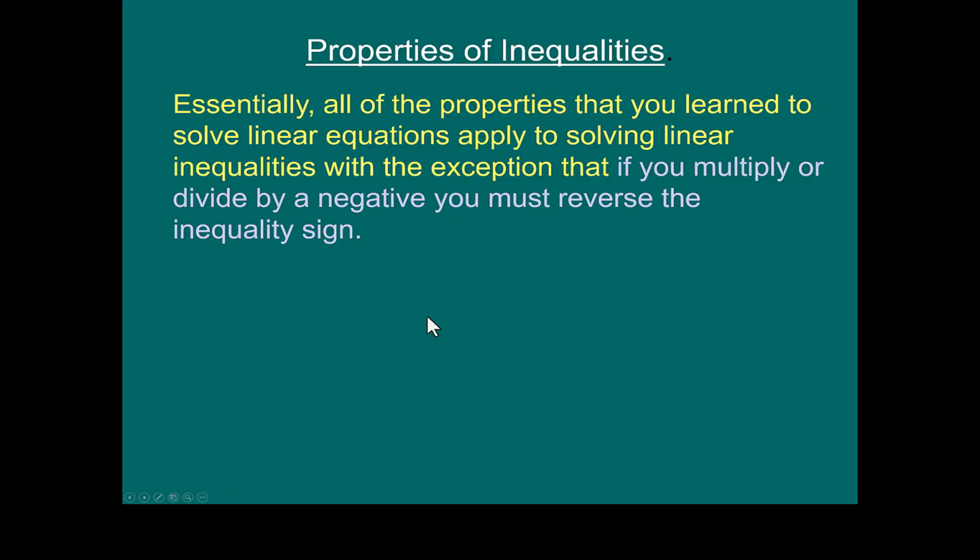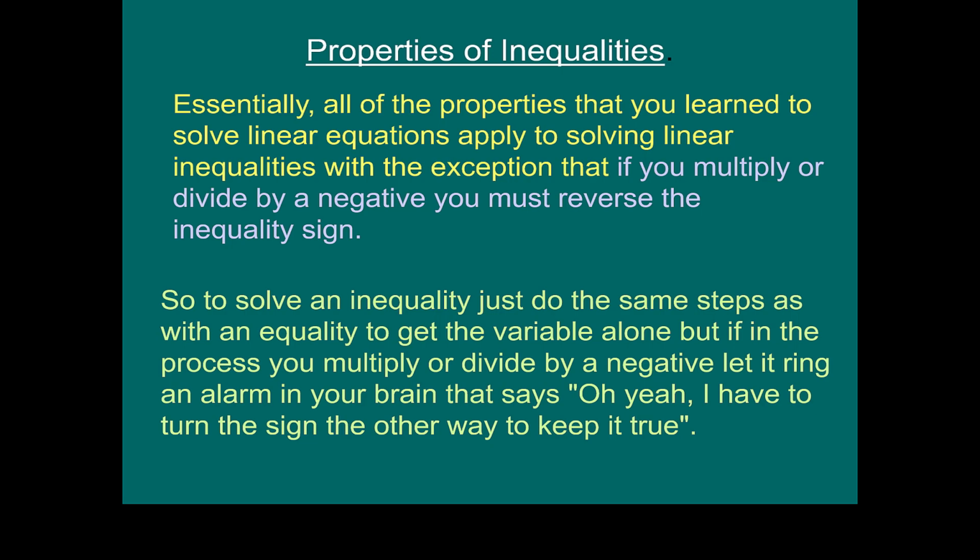Properties of inequalities. Essentially, all of the properties that you learned to solve linear equations apply to solving linear inequalities, with the exception that if you multiply or divide by a negative number, you must reverse the inequality. So to solve an inequality, just do the same steps as with equality to get the variable alone. But if in the process you multiply or divide by a negative number, let an alarm ring out in your mind that says, oh yeah, now I have to reverse the inequality. Keep it true.